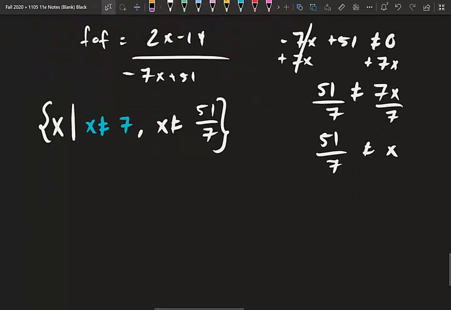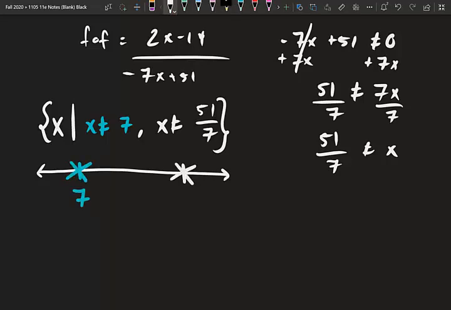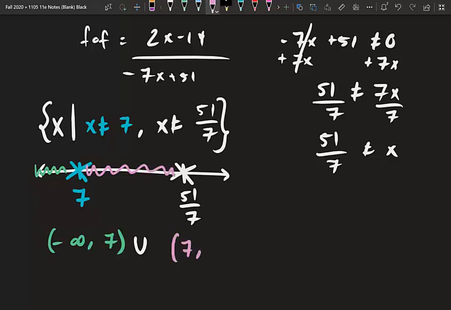In interval notation, let's draw a picture. So in interval notation, we have 2 things x cannot be. X cannot be 7, and x cannot be 51 over 7. So our first one, we have negative infinity to 7. The stopping point means union. And then we have 7 to 51 over 7. The stopping point means union. And then we have 51 over 7 to infinity.